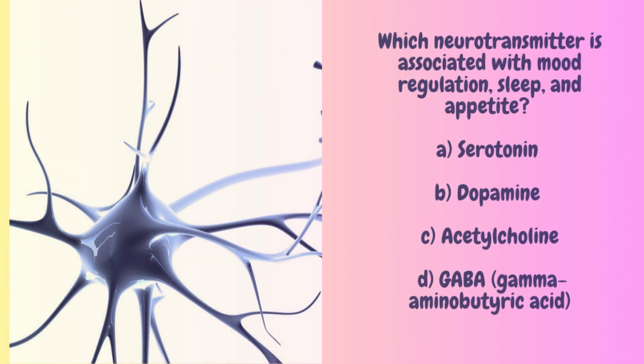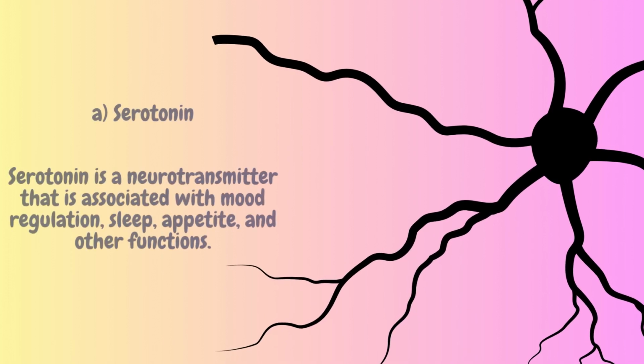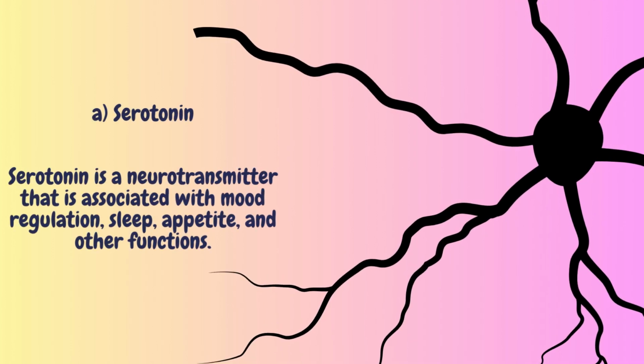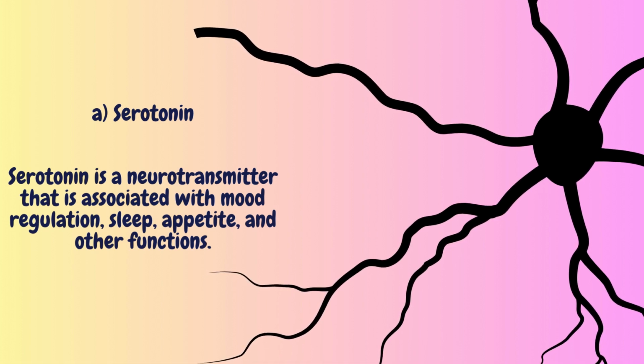Which neurotransmitter is associated with mood regulation, sleep, and appetite? A. Serotonin. B. Dopamine. C. Acetylcholine. D. GABA, gamma-aminobutyric acid. A. Serotonin. Serotonin is a neurotransmitter that is associated with mood regulation, sleep, appetite, and other functions.